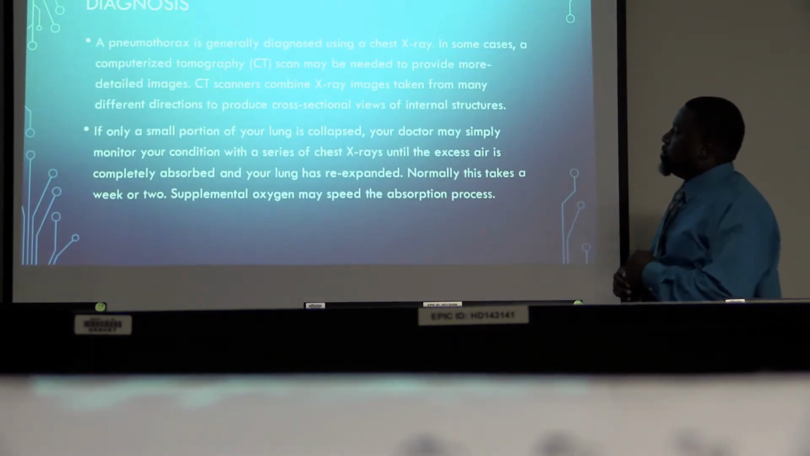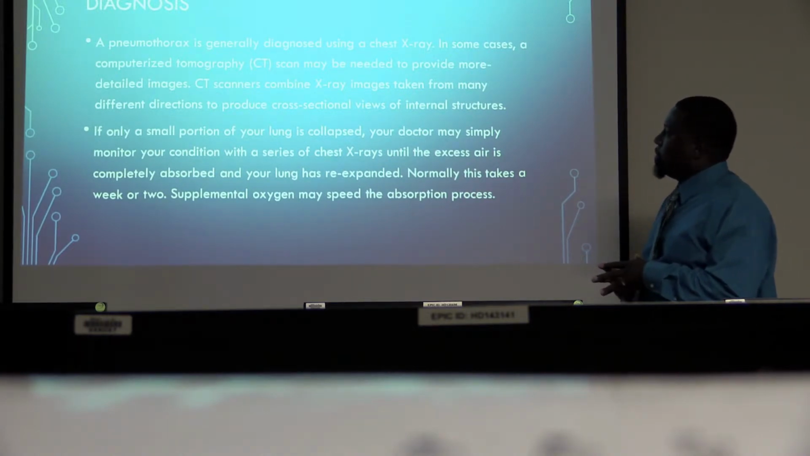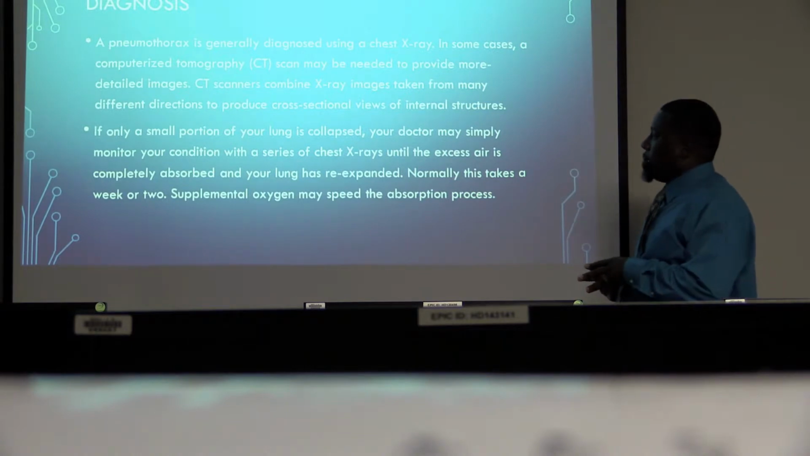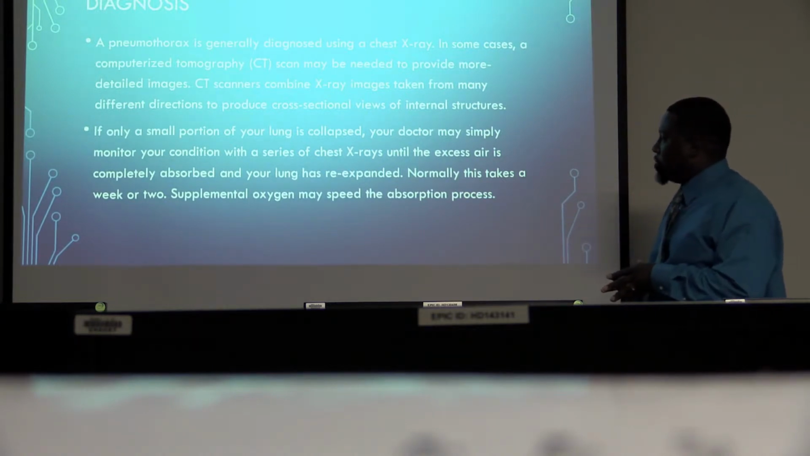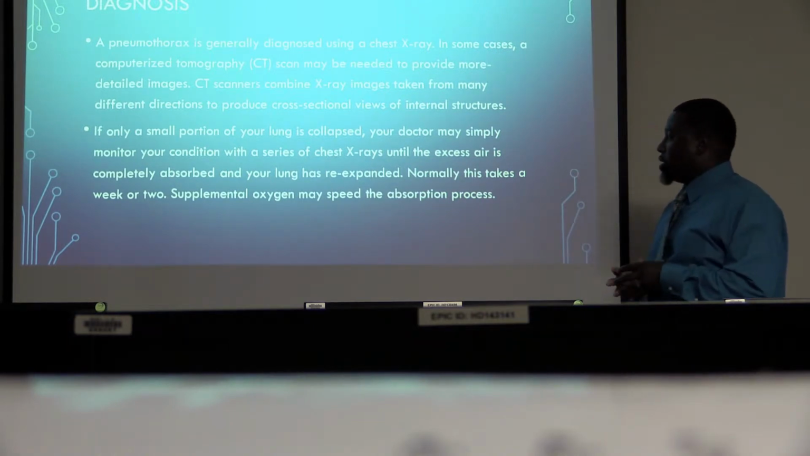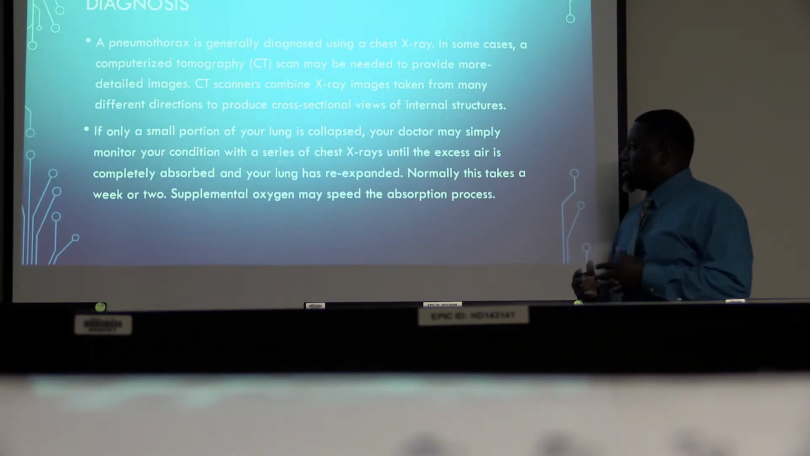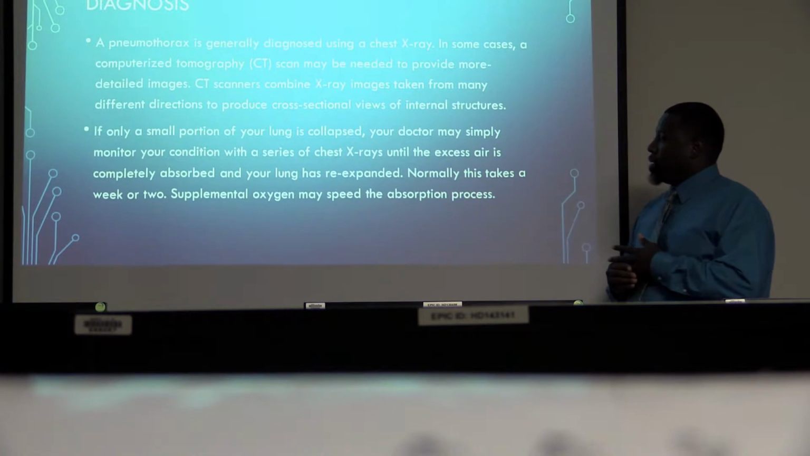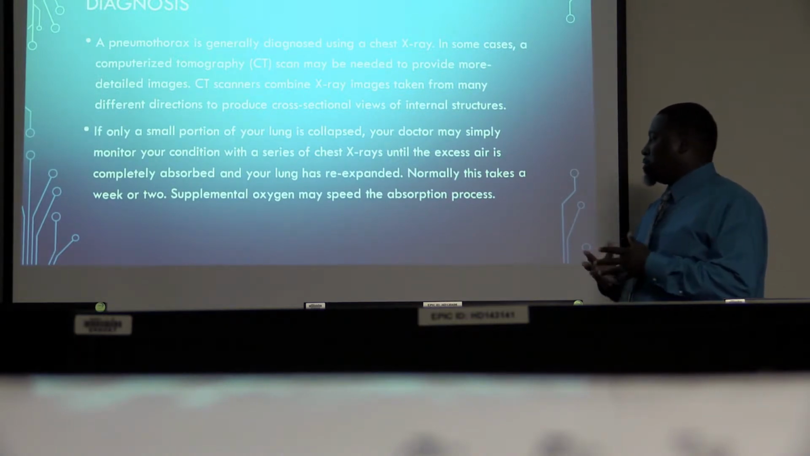A pneumothorax is generally diagnosed using a chest X-ray. In some cases, a CT scan may be needed to provide more detailed images. CT scanners combine X-ray images taken from many different directions to produce cross-sectional views of internal structures. If only a small portion of your lung is collapsed, your doctor may simply monitor your condition with a series of chest X-rays until the excess air is completely absorbed and your lung has re-expanded. Normally this takes a week or two, and supplemental oxygen may speed the absorption process.